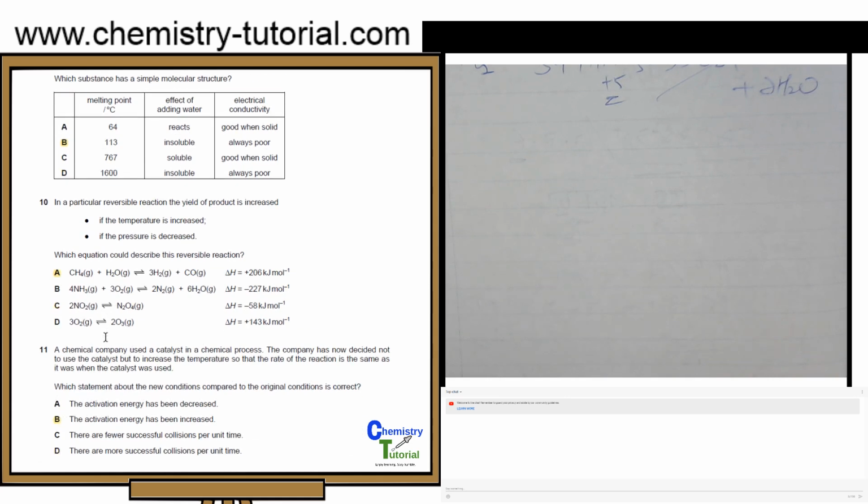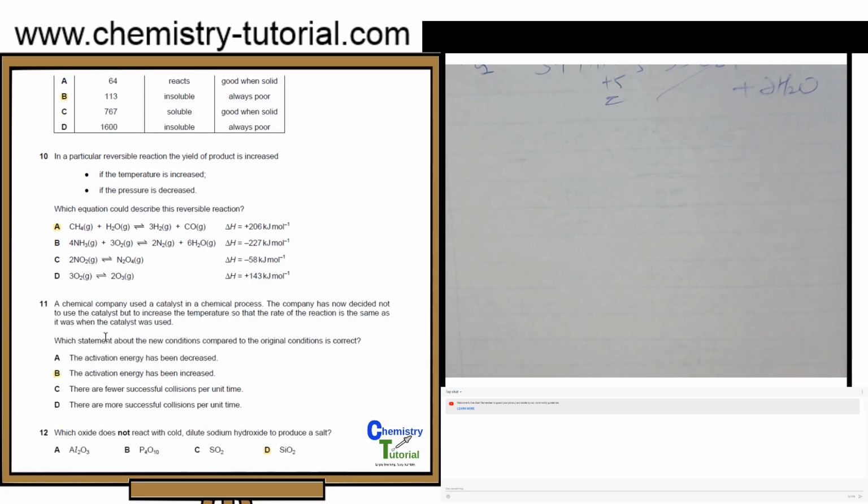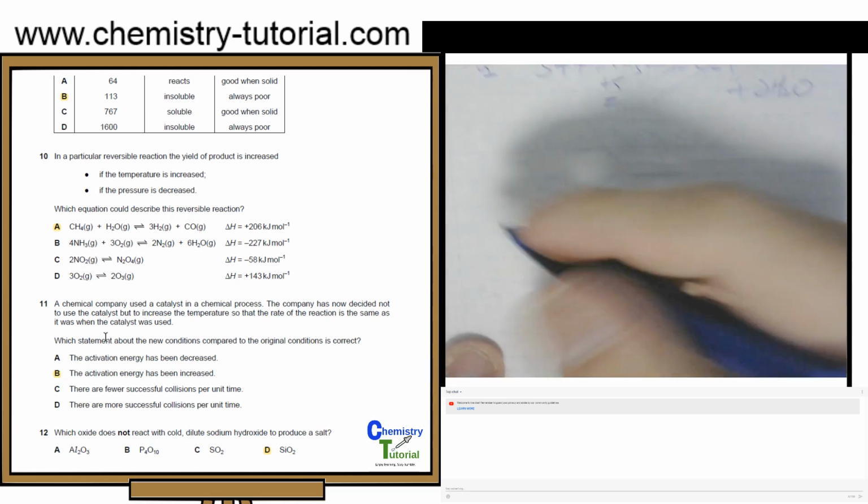For question 10, in a particular reversible reaction, the yield of product is increased if the temperature is increased, and if the pressure is decreased. Which equation could describe this reversible reaction? Now, if the temperature is increased and yet the yield of product is increased, that means the forward reaction must be endothermic. Why is that the case?